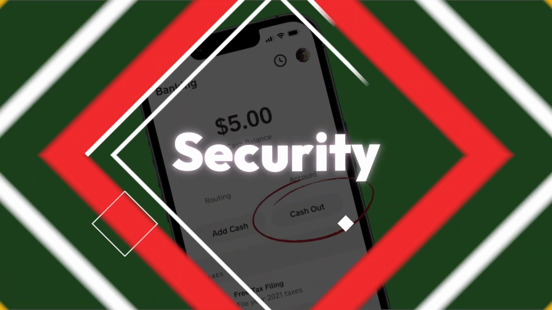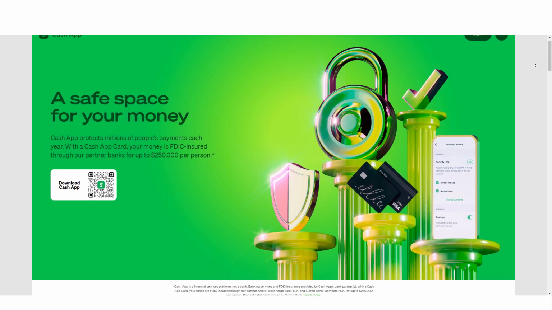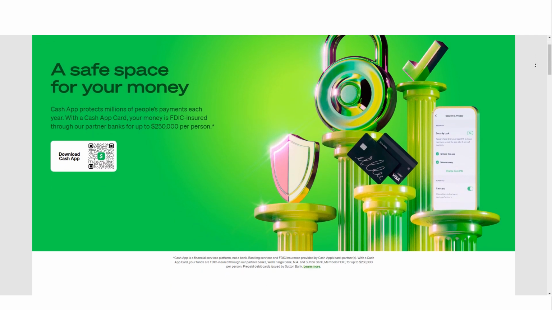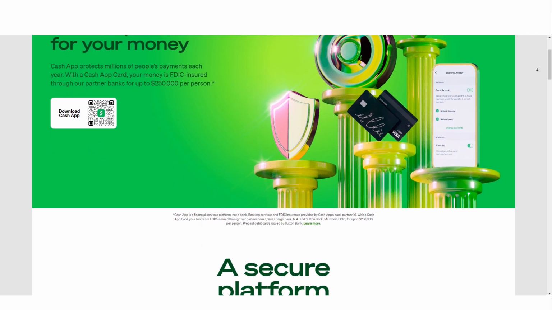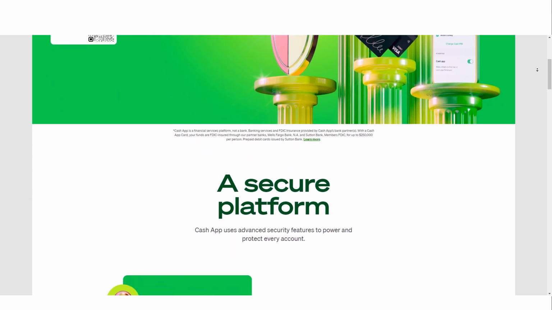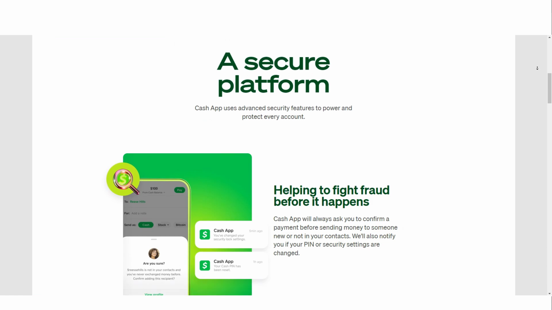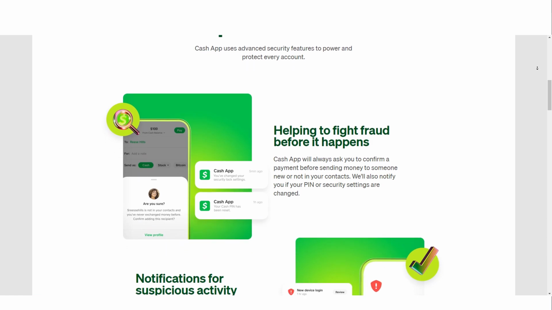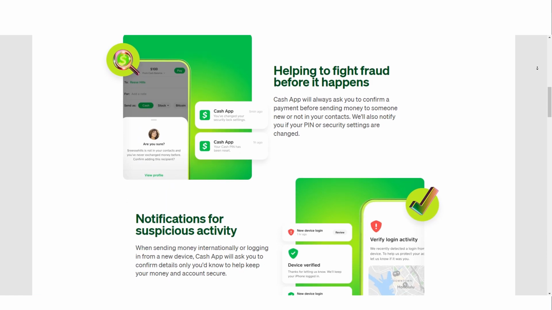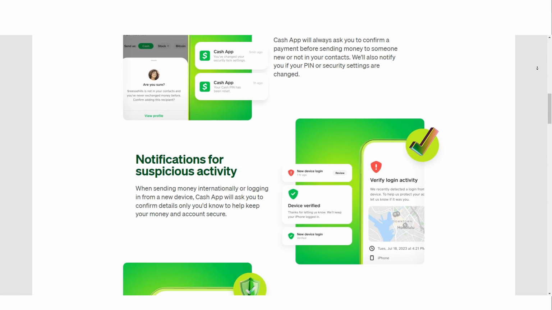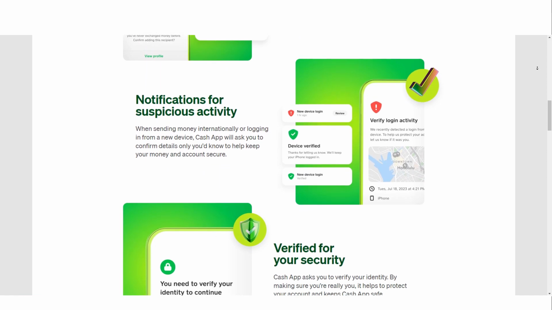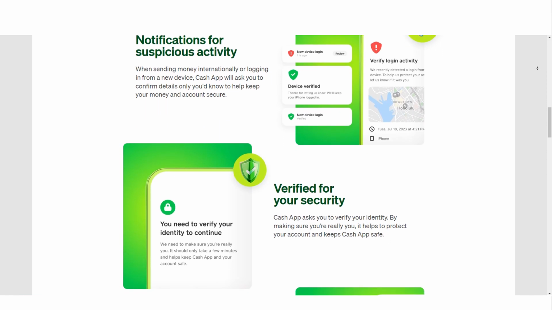Security is a crucial aspect of any investment platform, and Cash App Investing takes it seriously. The app is registered with the Securities Investor Protection Corporation, which means your investments are protected up to $500,000 in the event of brokerage firm failure. Additionally, Cash App Investing uses encryption to protect your data and offers two-factor authentication for added security.